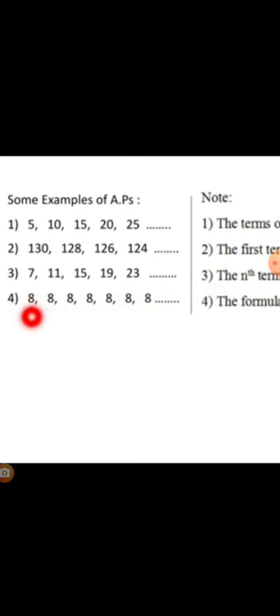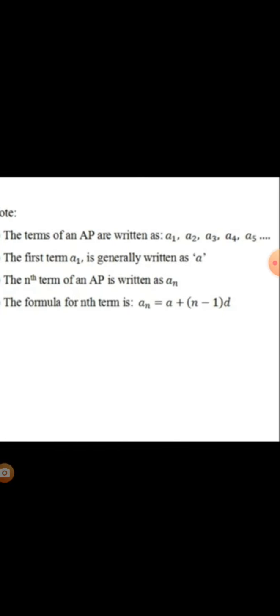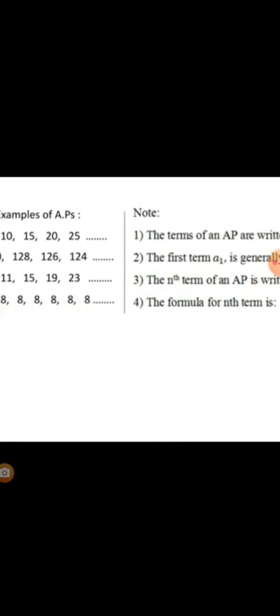So I hope you understand what is an arithmetic progression, and the formula to find out the nth term. Can you see this here? The terms of an AP are written as A1, A2, A3, A4, A5. These are the terms. The first term A1, second term A2, A3, A4, A5, etc.